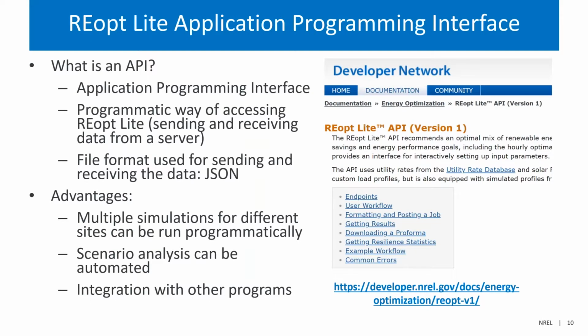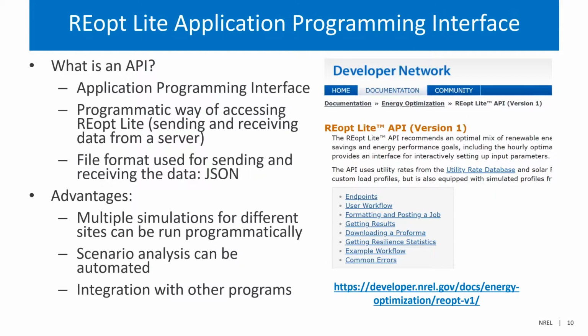API, which is the second part of the REopt Lite suite, is an application programming interface, which offers a programmatic way of accessing REopt Lite. And why would one prefer or want to use the API when the Webtool is already there?